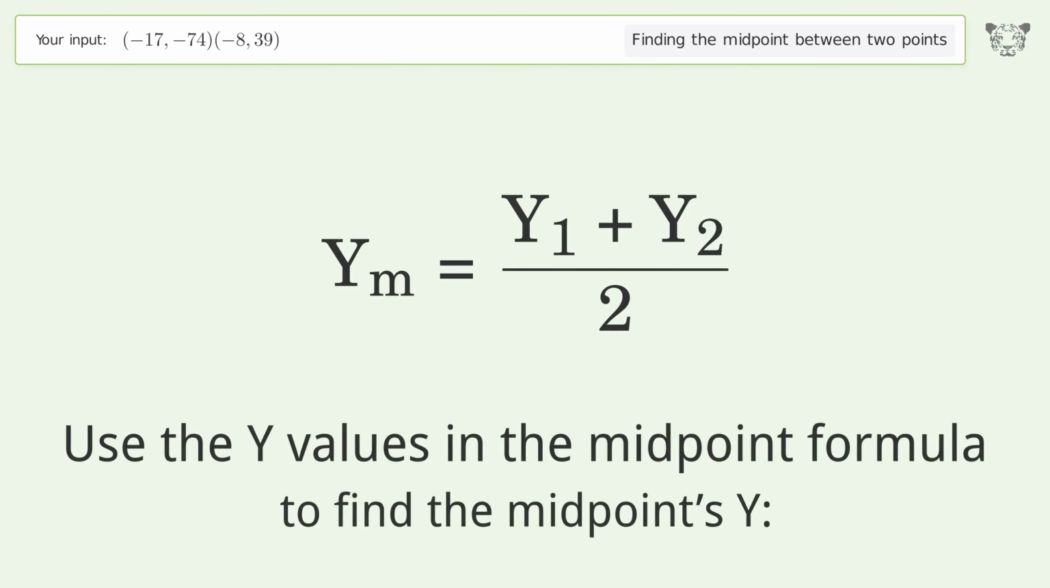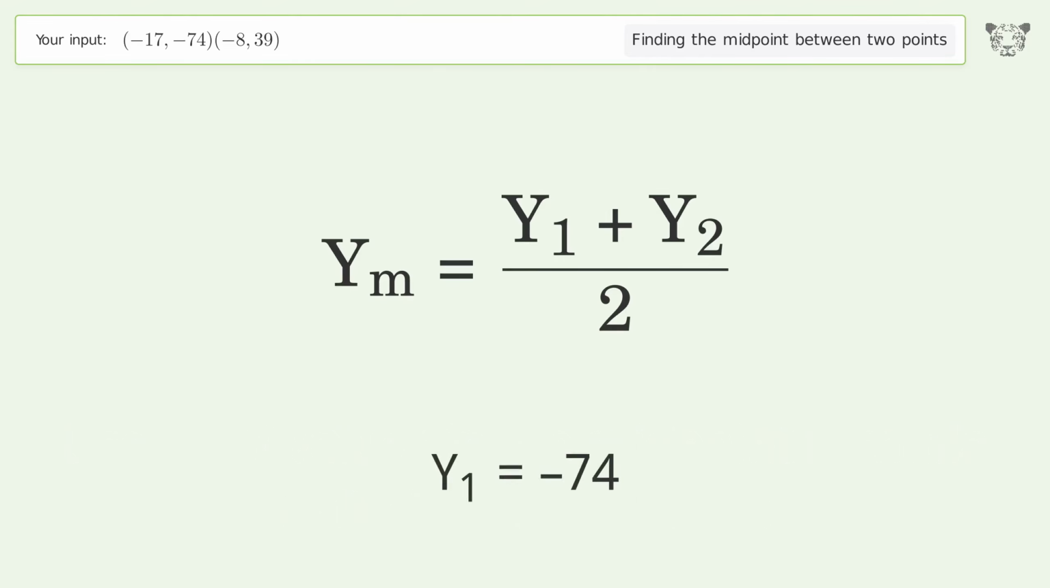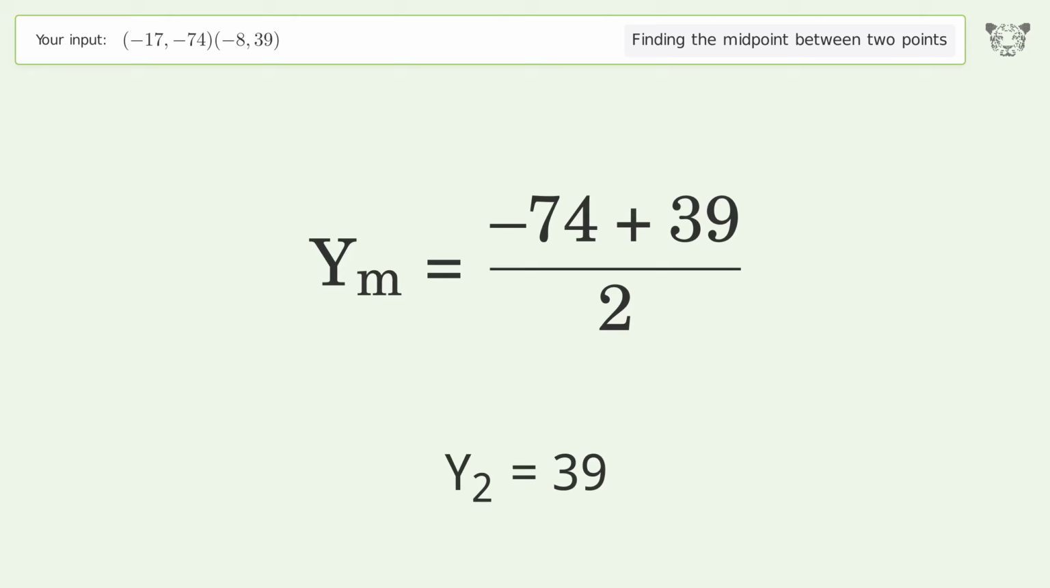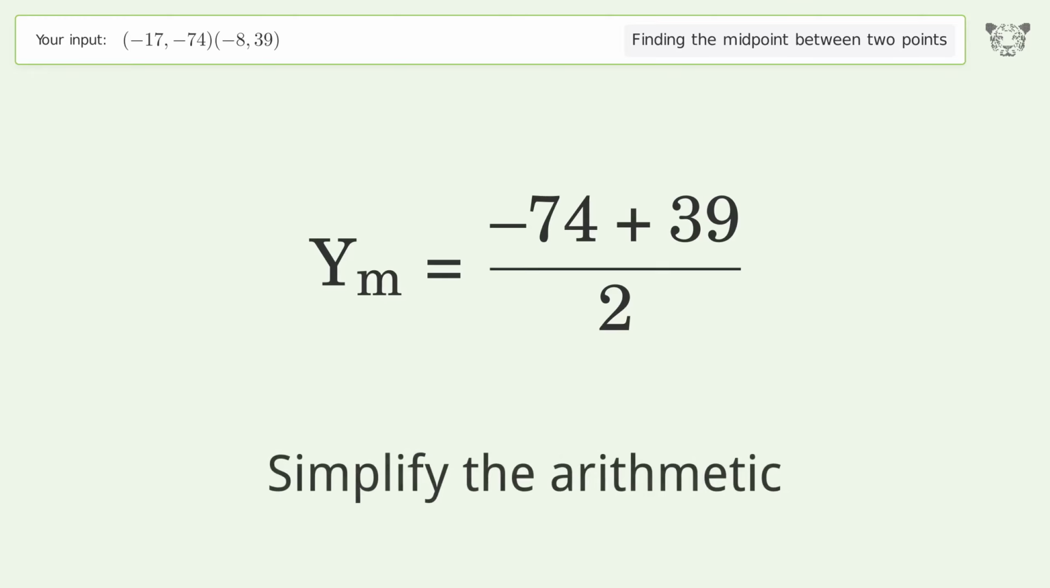Use the y values in the midpoint formula to find the midpoint's y. y1 equals -74. y2 equals 39. Simplify the arithmetic.